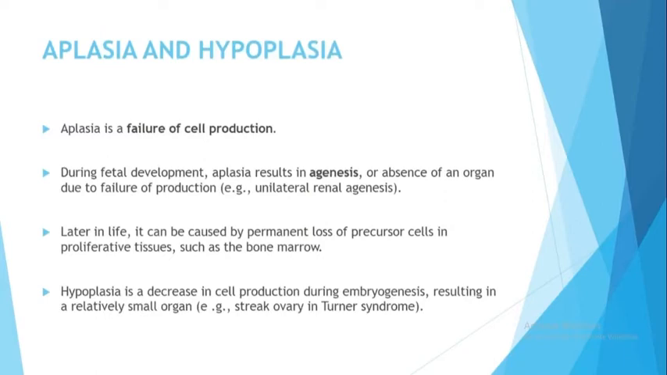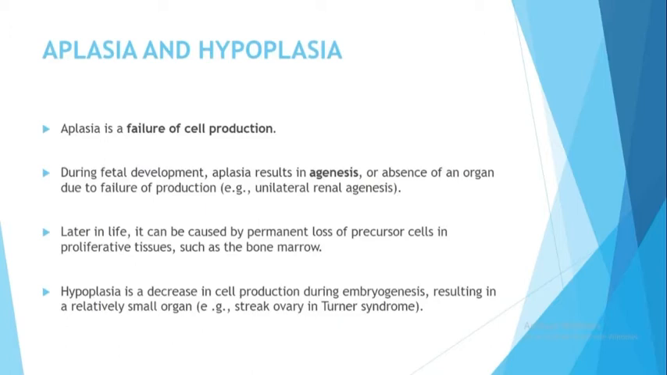Okay, so now lastly we're going to talk about aplasia and hypoplasia. Aplasia is a failure of cell production, and it can either occur during fetal development or later in life. During fetal development, aplasia results in agenesis or a complete absence of an organ due to failure of production. A classic example is unilateral renal agenesis. And patients with unilateral renal agenesis have only one kidney, and they usually present later in life.